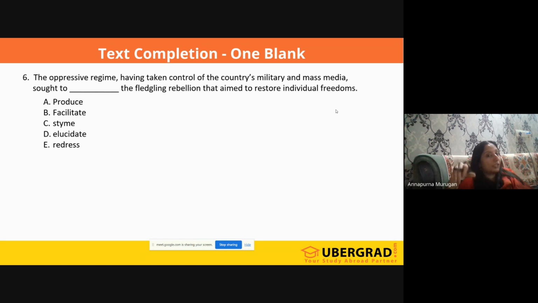So therefore, what should it be? Here the regime will be controlling over the fledgling rebellion, isn't it? We need something like control, or to oversee, or to just destroy this thing. Okay, so therefore, what is the word that is nearest here? Guess the word, then I'll give the meaning. Any guesses here? By the process of elimination, can you tell me which words you want to take out?